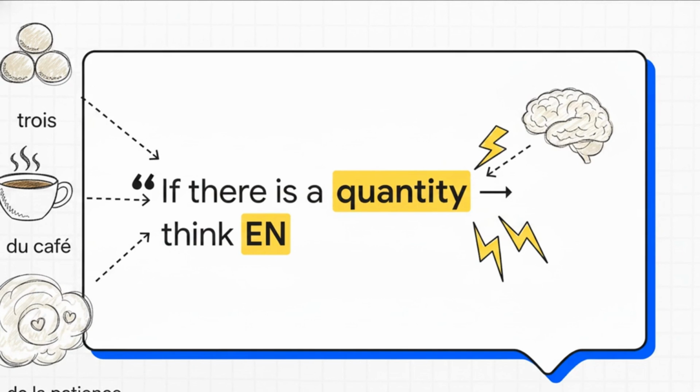And here's a fantastic little mental shortcut for you. Anytime you're talking about a quantity, doesn't matter if it's a number like trois or something unspecific like du café, some coffee, that should be a huge flashing light in your brain that says use en. It's probably the most reliable clue you'll get.